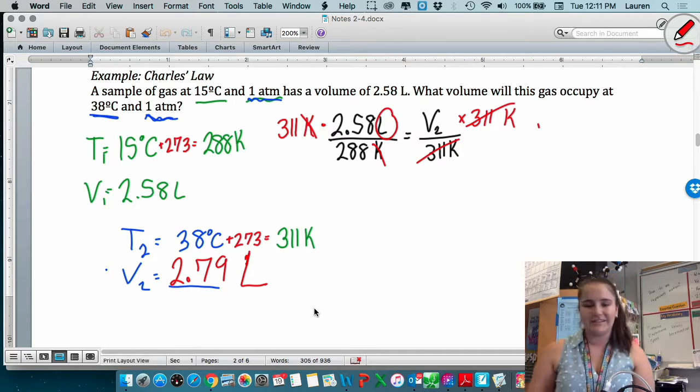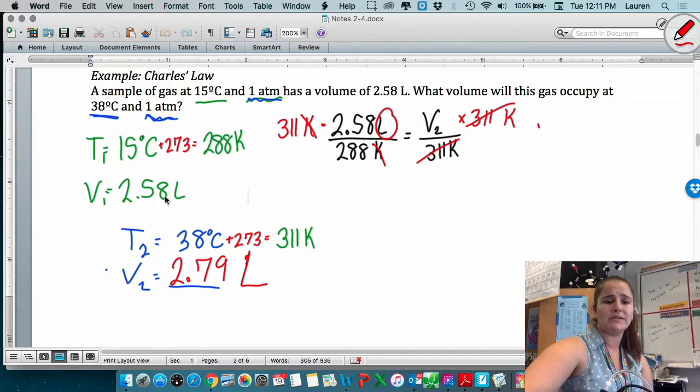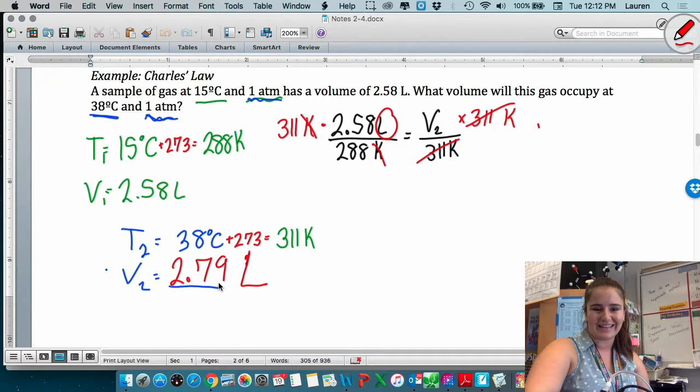2.79 liters. Okay, and that makes sense. The temperature went up, so we expect the volume to go up. The temperature only went up by a little bit, so we expect the volume just to go up by a little bit. Okay, cool?